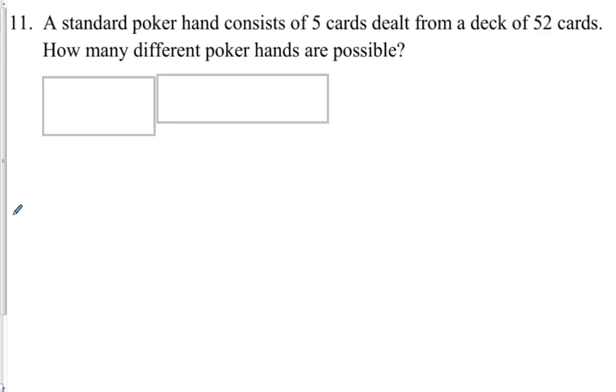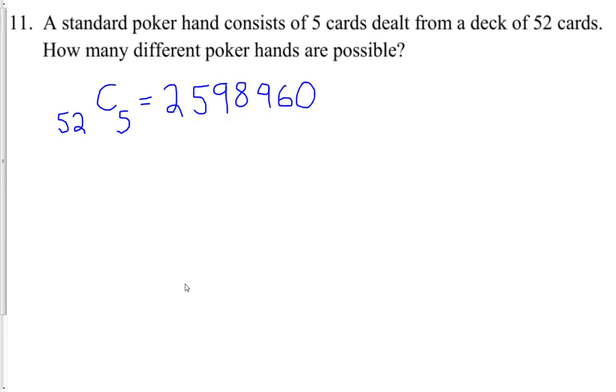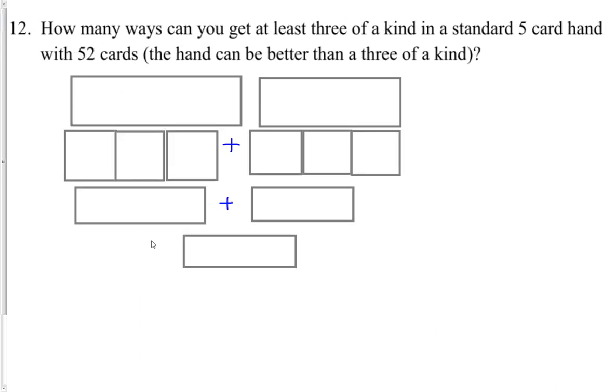How about here? A standard poker hand consists of 5 cards dealt from a deck of 52 cards. How many different poker hands are possible? Okay, so you've got 52 choose 5. The calculator gives me almost 2.6 million: 2,598,960.